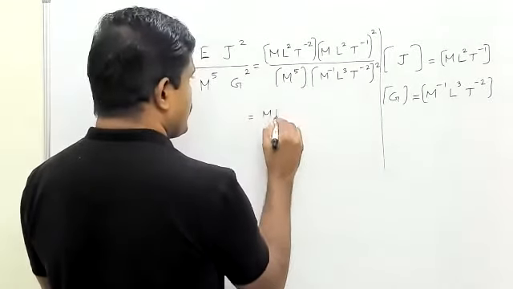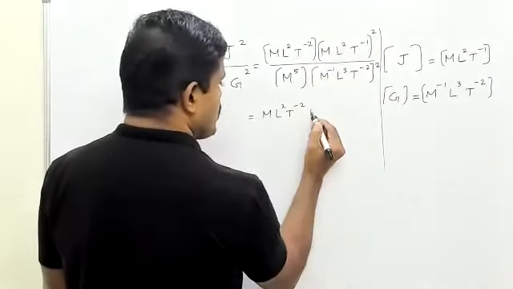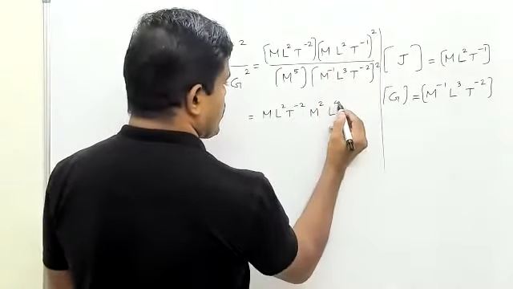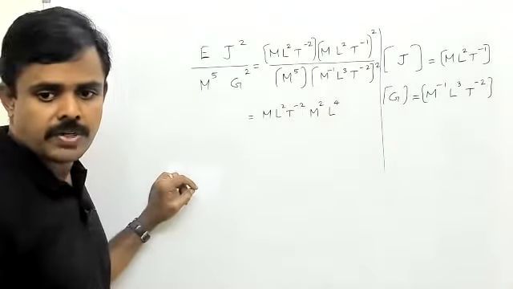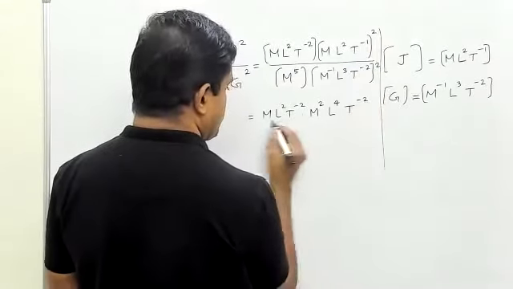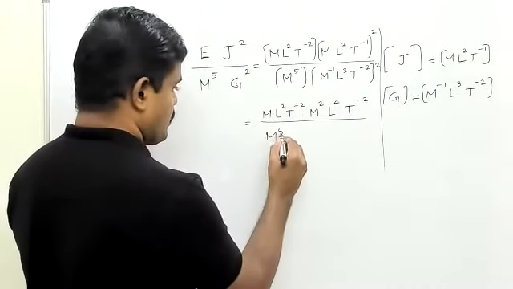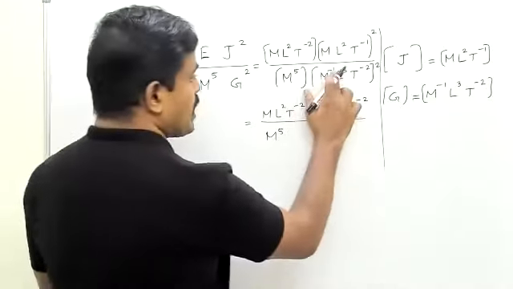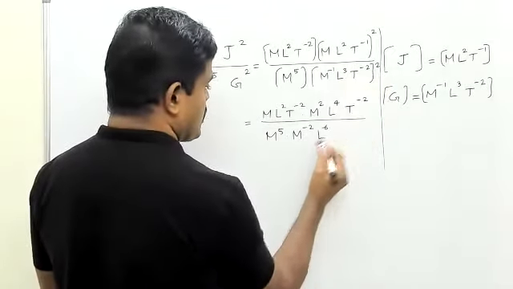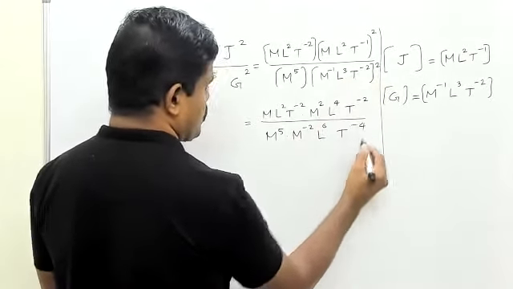This is m L square T raised to minus 2 into m square L square square, that is L raised to 4, then T raised to minus 1 square, that is T raised to minus 2, divided by m raised to 5 into m raised to minus 1 square, m raised to minus 2, L cube square, L raised to 6, then T raised to minus 2 square, T raised to minus 4.